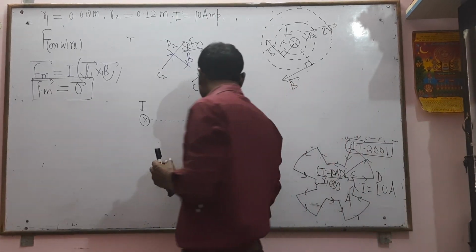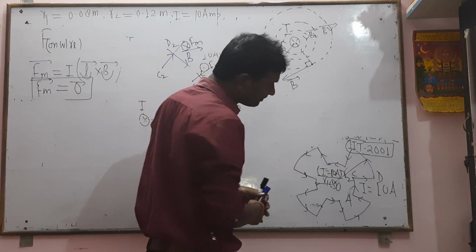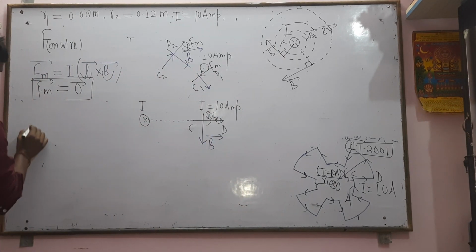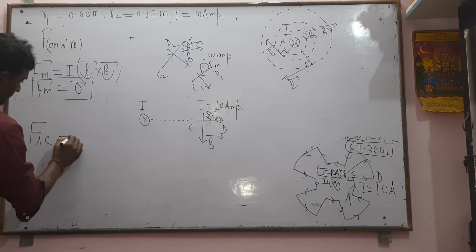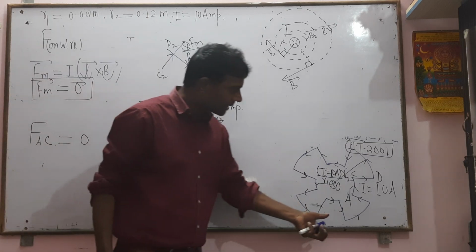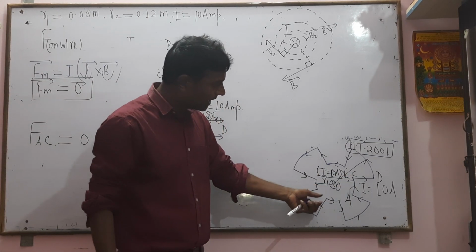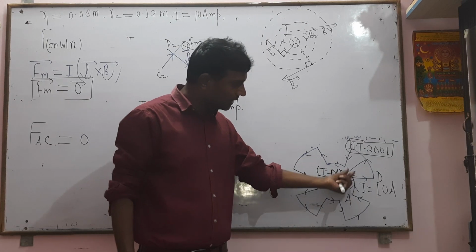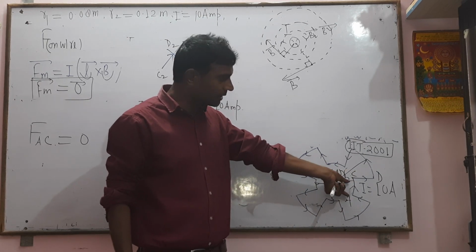Now we are finding out the value of the magnetic force due to AC. The magnetic force due to AC will be equal to 0. After some time we are discussing the magnitude of the magnetic force due to AC, which will be equal to 0, because this is the length vector, this is the magnetic field vector, and this is the opposite.